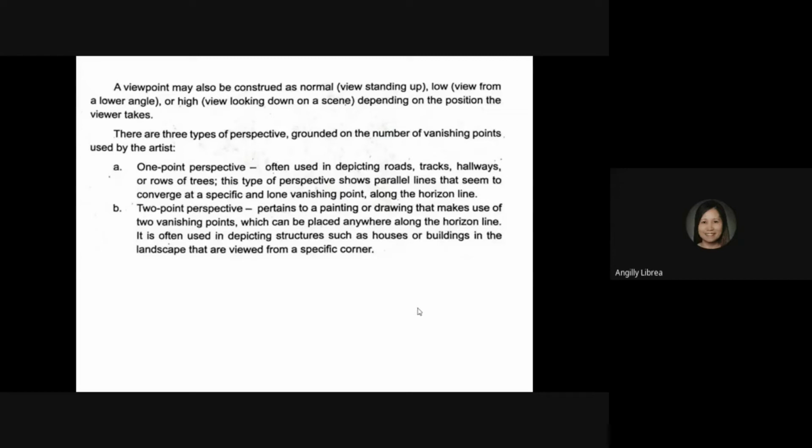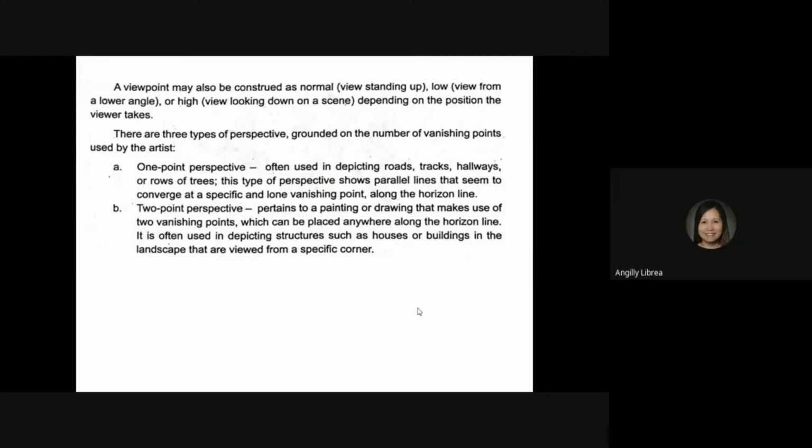The second one is two-point perspective. This pertains to a painting or drawing that makes use of two vanishing points, which can be placed anywhere along the horizontal line. It is often used in depicting structures such as houses or buildings in the landscape that are viewed from a specific corner.